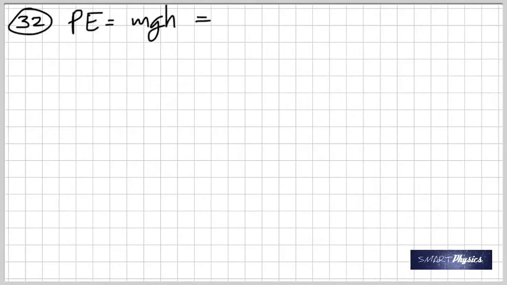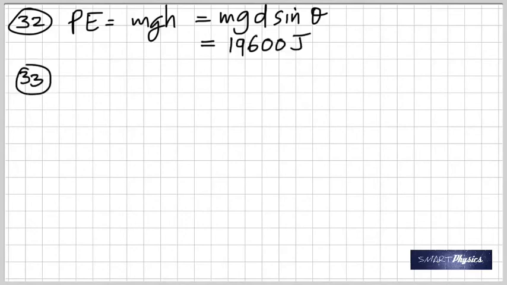Okay, here we go. 32. Potential energy is mgh. Therefore, you only look at the height. And the height is... wait. So it's 19,600 joules. What is its kinetic energy at the point when it's just projected?